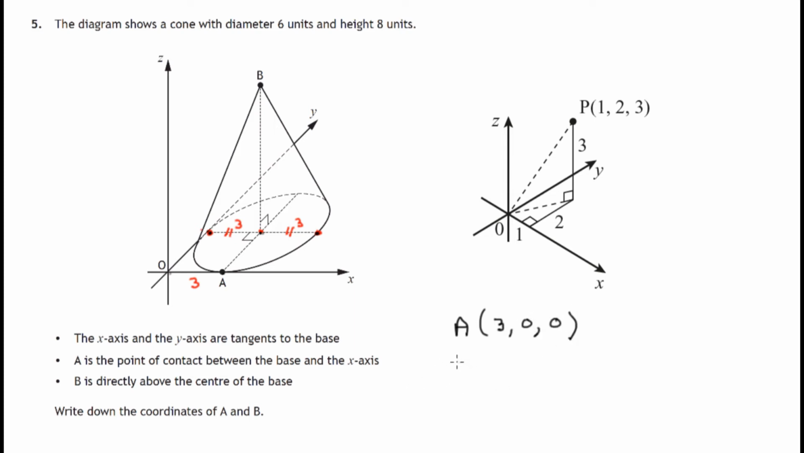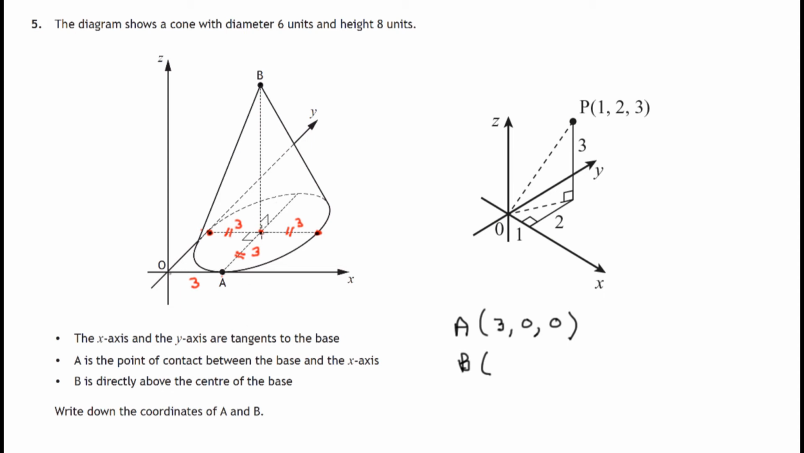Now let's do a similar thing for the point B, which is way up here. So first of all, how far along parallel to the x-axis do we go? Well, we've already established 3 units for that. So how far do we need to now go parallel to the y-axis to get directly underneath this point B? Well, again, that's a radius of that circular base of the cone, so that must also be 3 units.